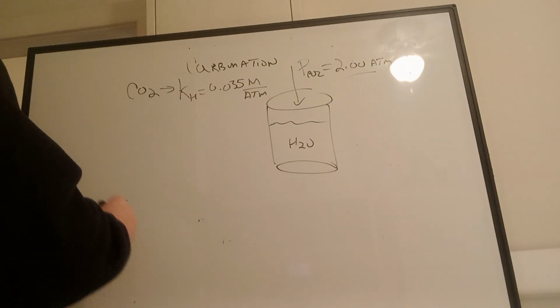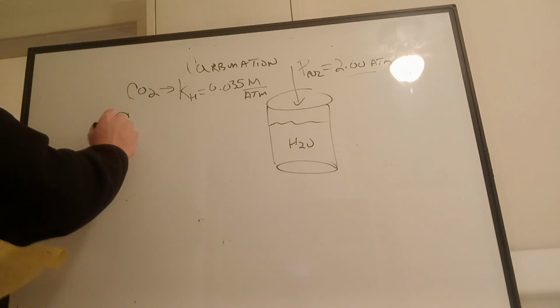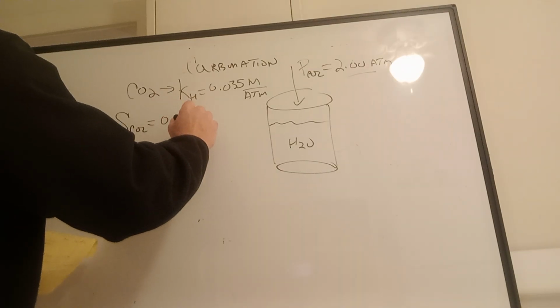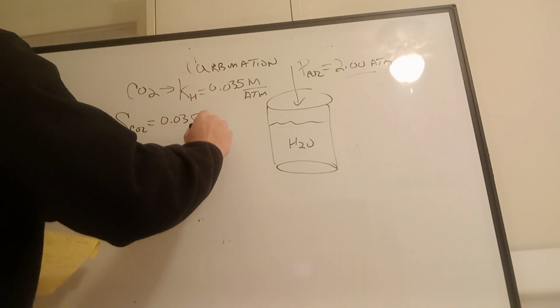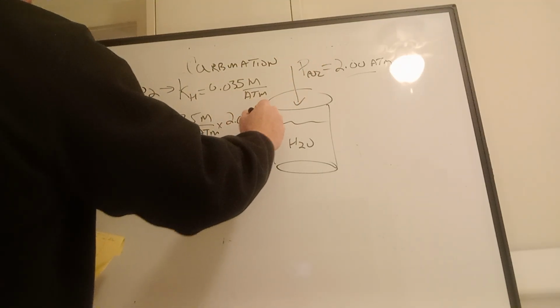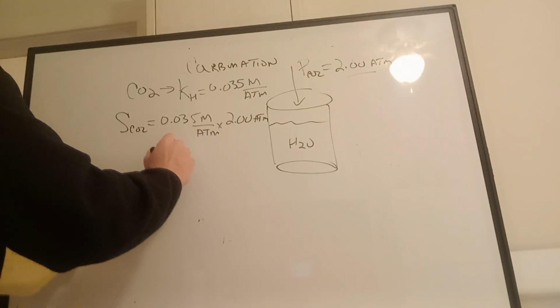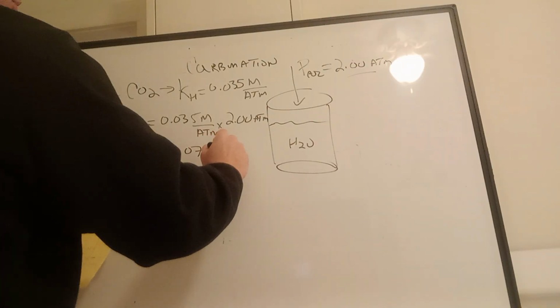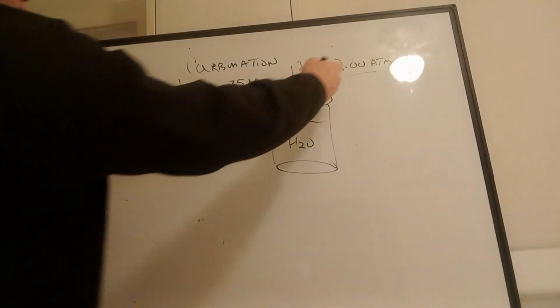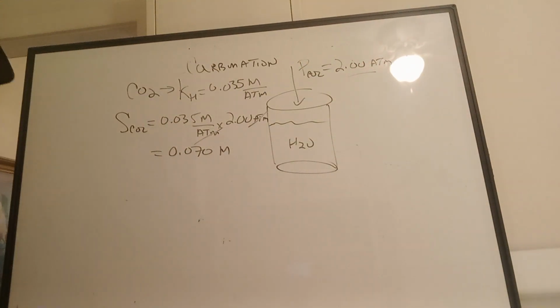So we set the equation up. Let's say we want to know what the solubility is in terms of molarity of CO2. So we just plug it on in here, 0.035, and then we have 2 atmospheres of pressure here. We don't have to convert any units. And so this ends up being 0.070 molar because the atmospheres cancel. So that would be representative molar concentration of carbon dioxide in your beverage that you're drinking if it was prepared under 2 atmospheres of partial pressure.